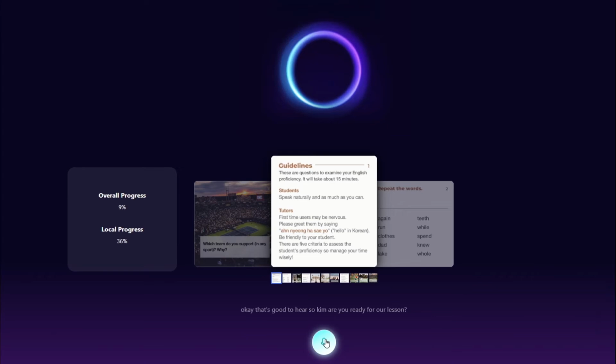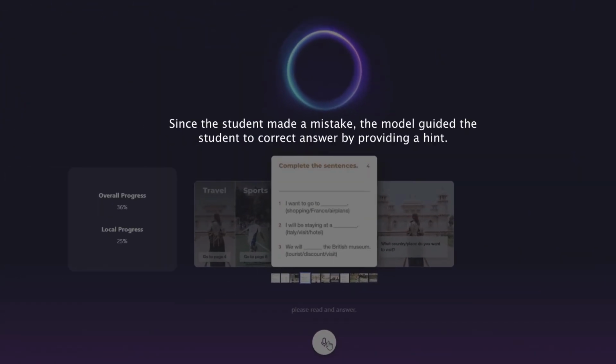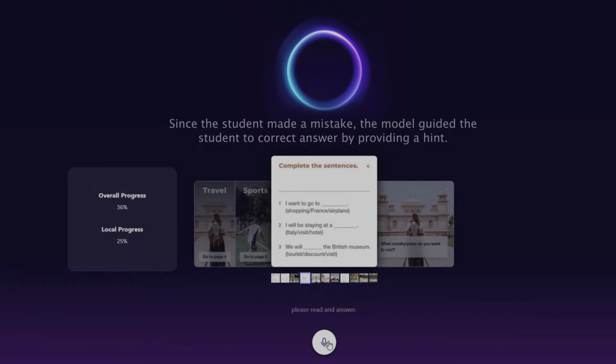Yes, I'm ready. In this case, the student failed to say the correct answer. The tutor recognized it and provided the student with a hint for the correct answer.